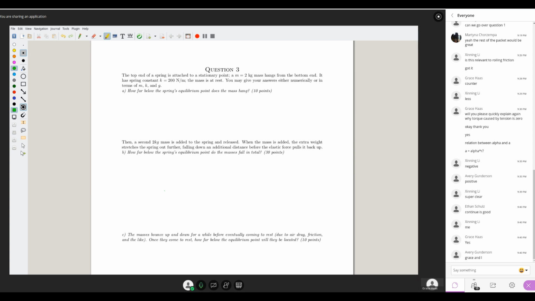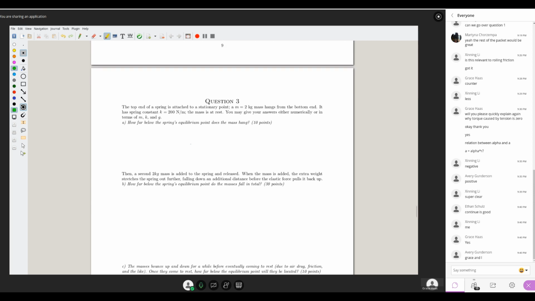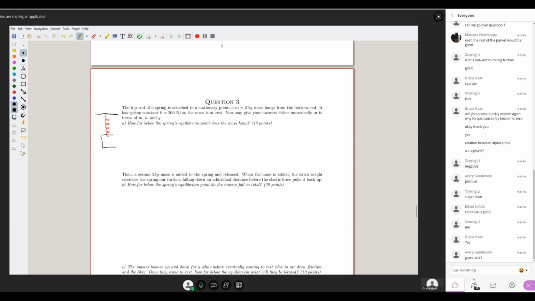So here we have a problem. A string is attached to something, and a thing is hanging from the bottom. So here we've got a ceiling. Let's see, here it is. Nope, I don't want my highlighter. So here's the ceiling. We have a spring hanging from it, and we attach some mass m to that.